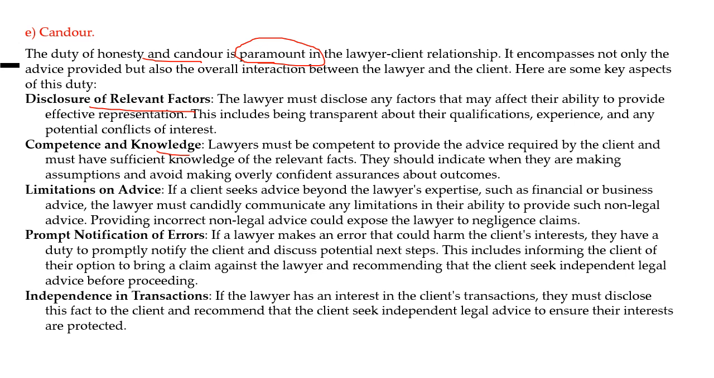Lawyers must be competent to provide the advice required by the client and must have sufficient knowledge of the relevant facts. If a client seeks advice beyond the lawyer's expertise, like any financial or business advice, the lawyer must directly, straightforwardly, candidly communicate any limitations: that my knowledge, my competence is only till here on this matter. I cannot give you any kind of suggestion, any kind of advice. You have to go to some other person for this. You cannot basically misguide any person.